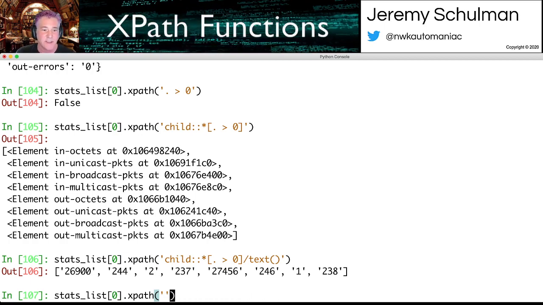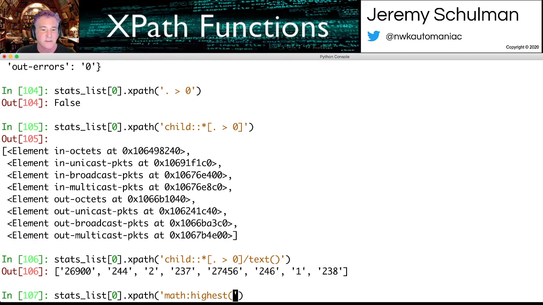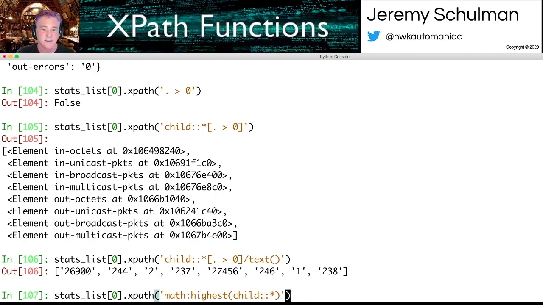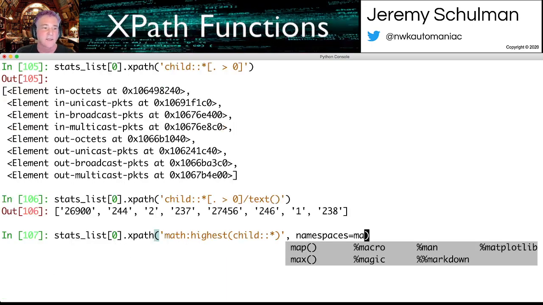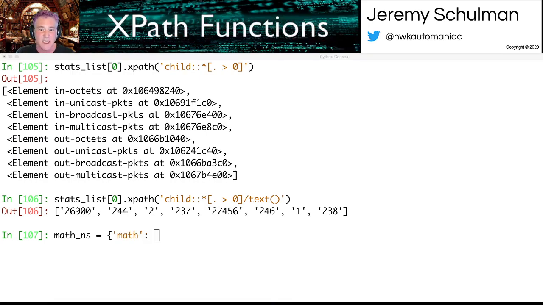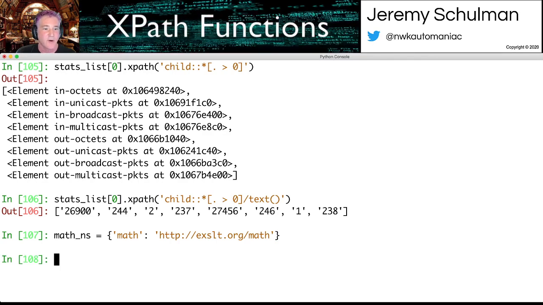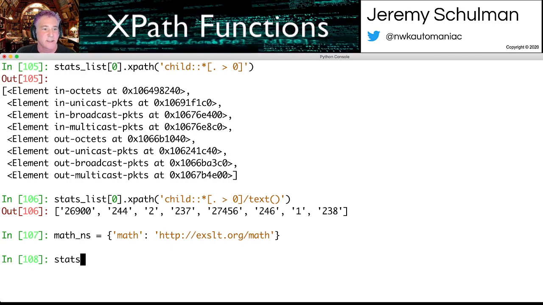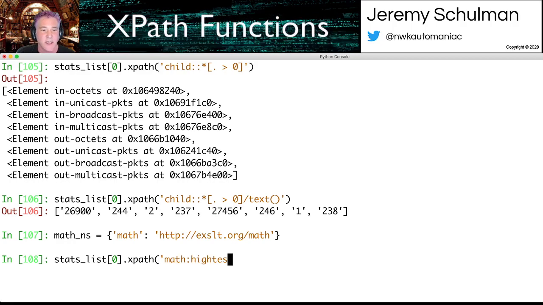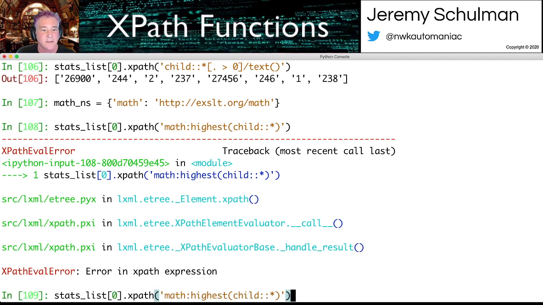Here, I would use that math function called highest, and what I want is the highest of the things in this statistics. I don't think I have a math namespace, so I'm going to make one and just call it math. I'm going to copy and paste the namespace from that web page, which I'm not showing you. So now I'm going to do stats list XPath, find the math highest child element.